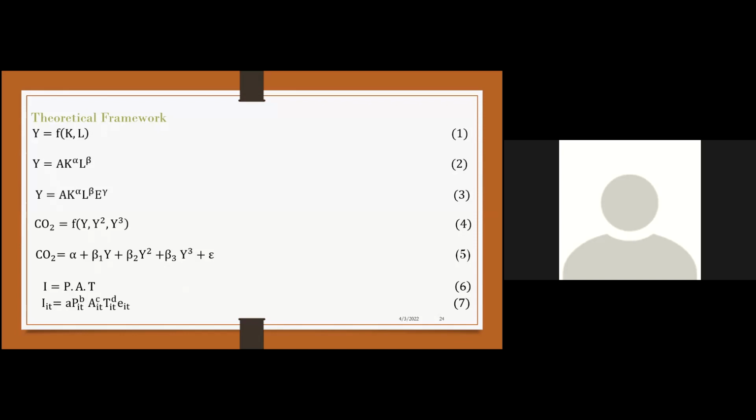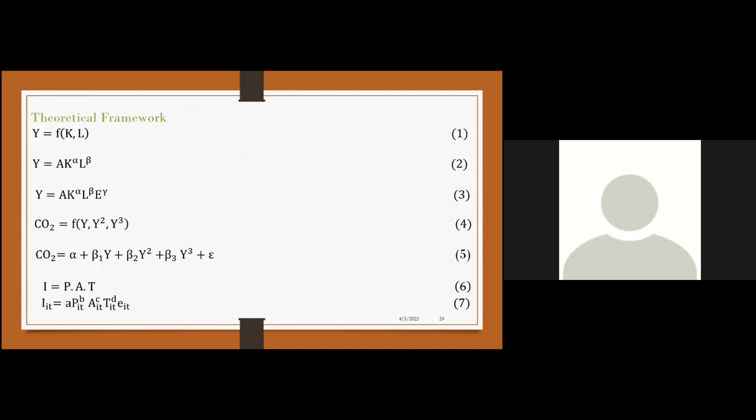But this particular model has been challenged as not sufficient. You don't only produce by use of capital and labor. We need to introduce energy into the production function. So in this model, we introduce energy, and therefore we modify our Cobb-Douglas production function. Then we use this equation 3 and substitute it into the CO2 emission. And that would be the specification.